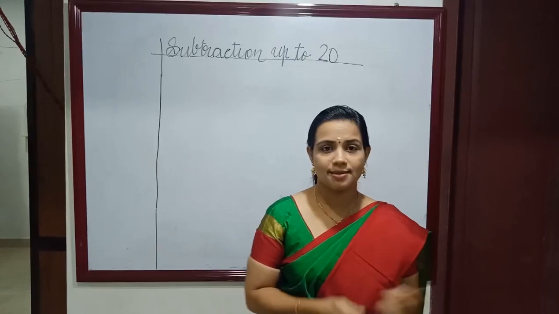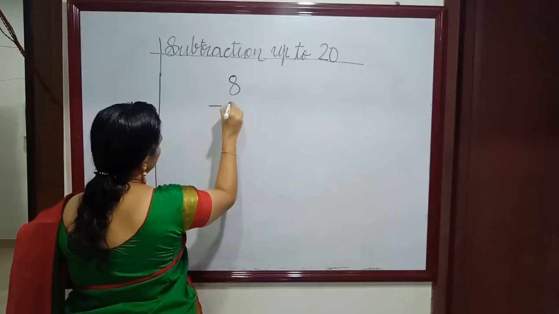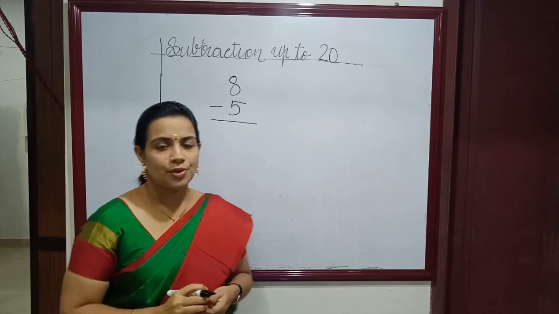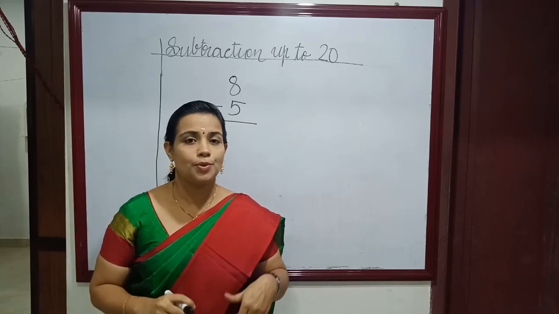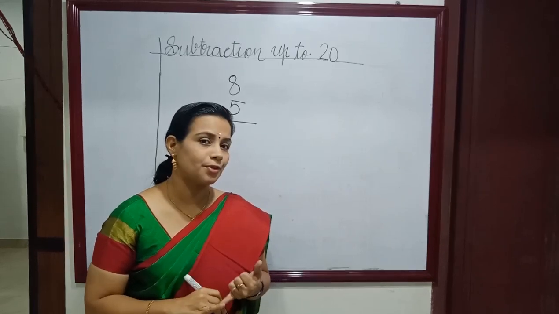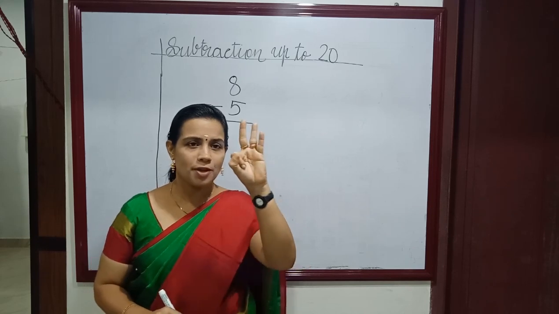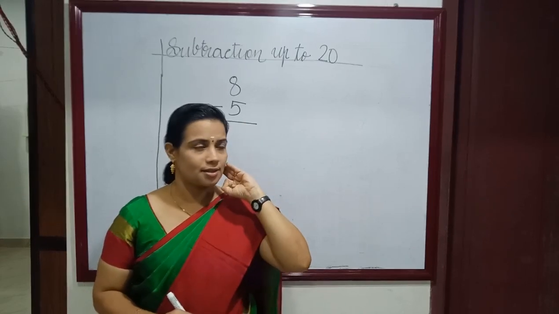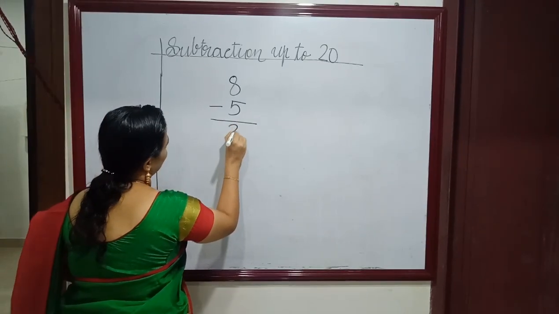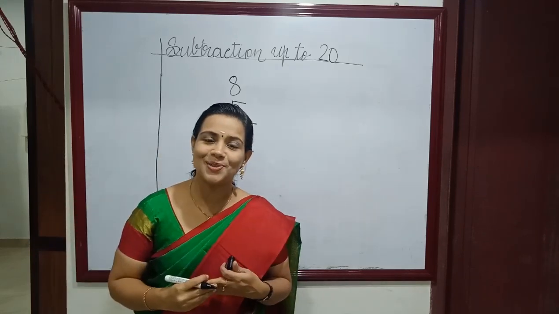Okay, just listen. First one, 8 minus 5. Then what do we do? Count after 5 up to 8. Count after 5: 6, 7, 8. How many fingers are here? 3 fingers. So 8 minus 5 is equal to 3.